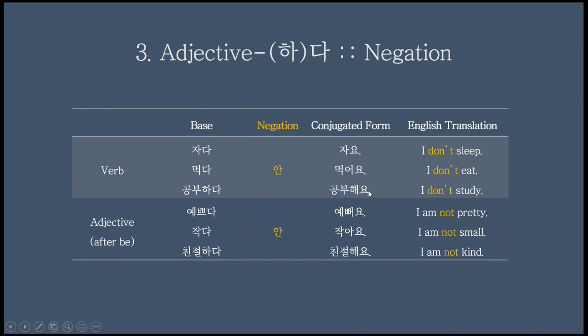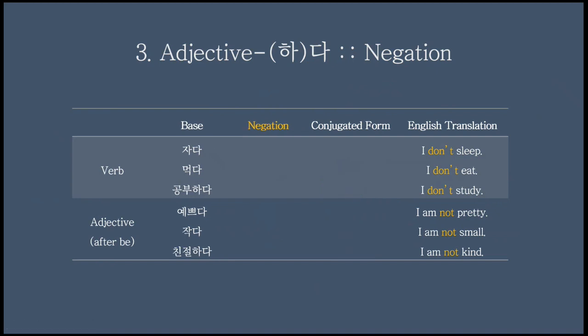자, how about this 공부해요 part? For many vocabulary words that end with 하다, we have to put this negation 안 in between. So it's supposed to be 공부 안 해요. Again, 공부 안 해요. Okay, for this case, the 하다 ending, you have to put 안 in between. Okay?